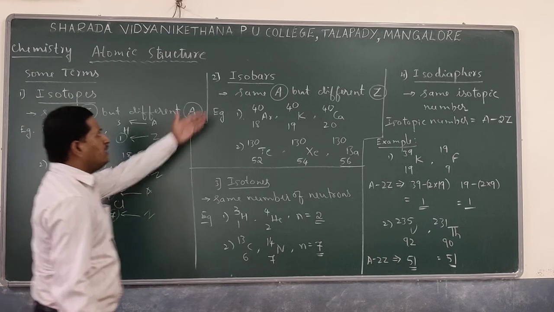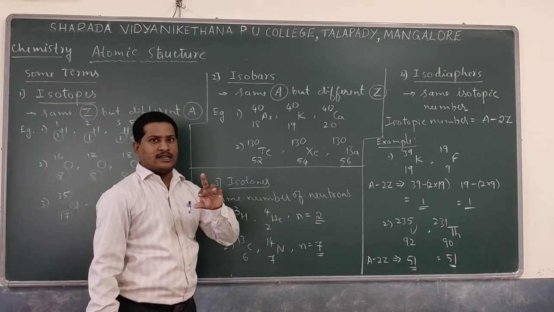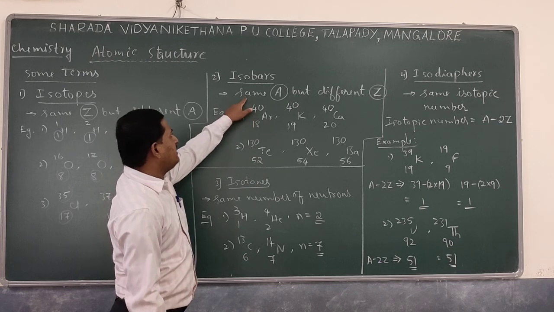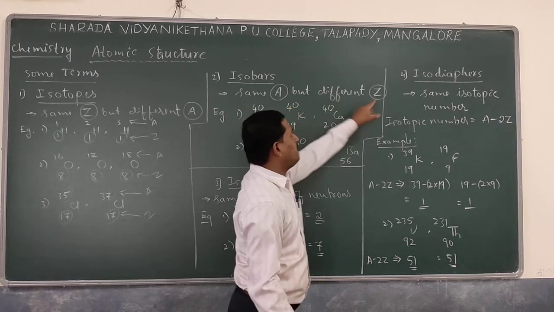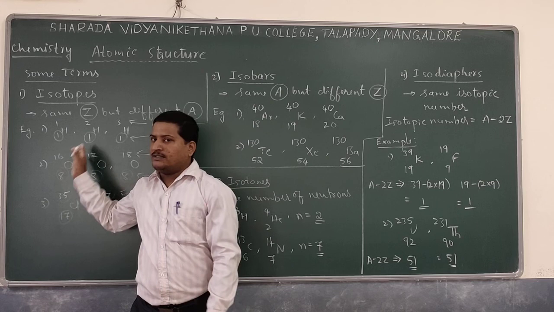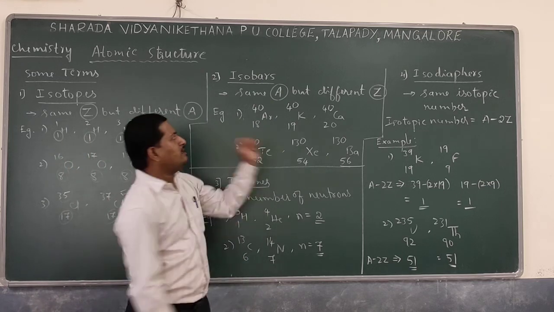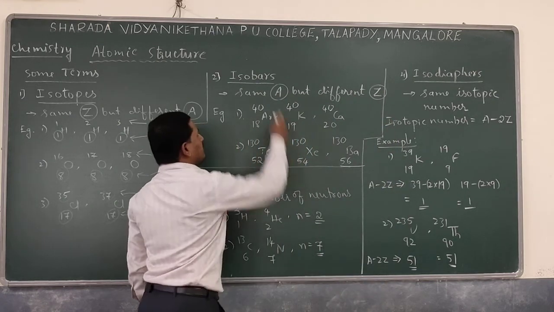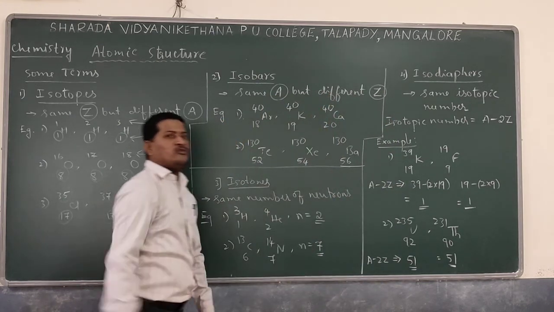Okay. Next comes isobars. Here it is somewhat reverse to that of isotopes. What is observed here? In isotopes, same atomic number, different mass number. But in this case, same mass number but different atomic number is observed. A value is same but Z value is found to be different.